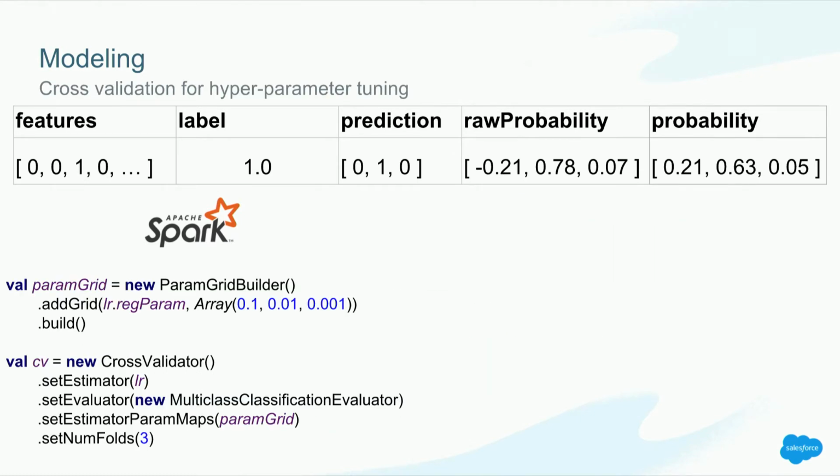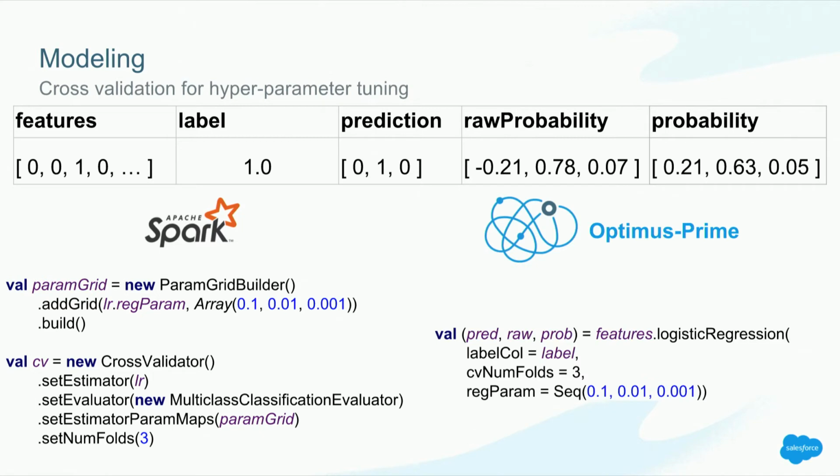Now, say we want to take that a step further. Instead of training a single model, it's typical that you want to do cross-validation and train models with an array of different parameters. You can do that in Spark. There's a param grid cross-validation. You set the array of parameters that you want to use, and it will iterate through them and choose the best one based on a certain evaluation method. In Optimus Prime, we also have a built-in method for doing that. It's the same logistic regression method, except now we can specify our regularization param as a sequence instead of a single value, and it will do the exact same thing on the back end.